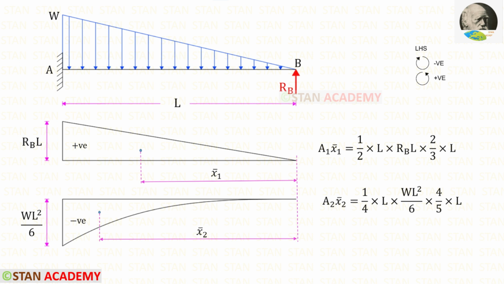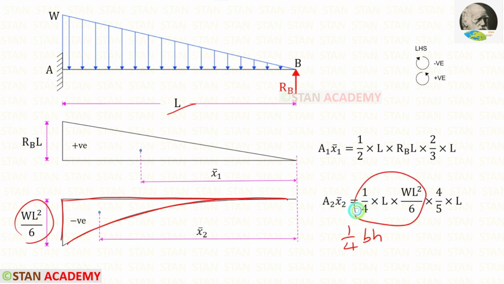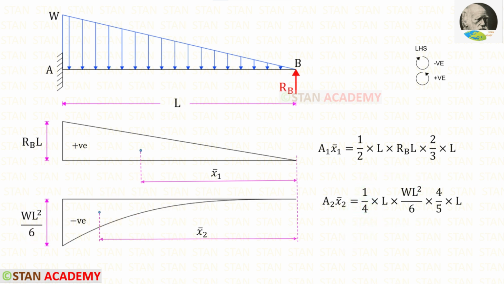Now let us find area 2 x2 bar. This is a third degree parabola. The area formula of a third degree parabola is 1 upon 4 into BH. Here the breadth is L and the height is WL square upon 6. So this is the area. Let us find x bar 2. The centroid distance towards the right is 4 upon 5 into B. Here the breadth is L. So 4 upon 5 into L.